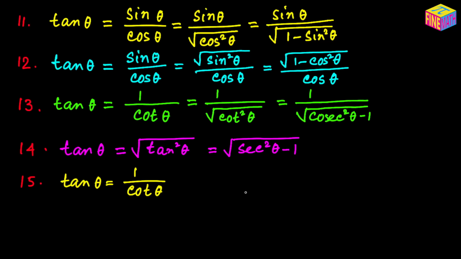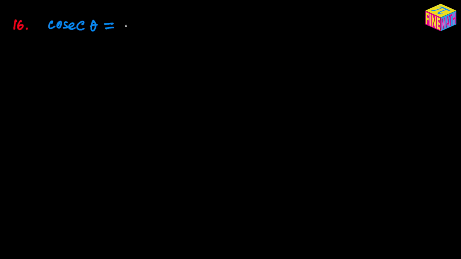Next we are going to convert cosecant theta in terms of the other trigonometric ratios. If we have to convert cosecant theta into sine theta, it's very easy. It's a direct reciprocal identity here. And next we are going to convert cosecant theta into cosine theta.